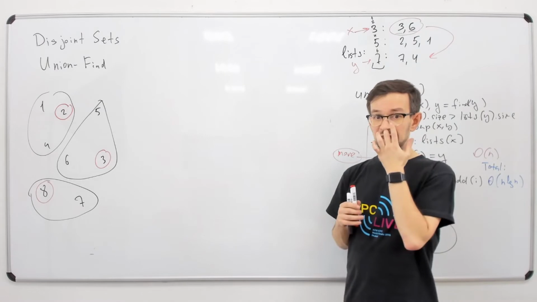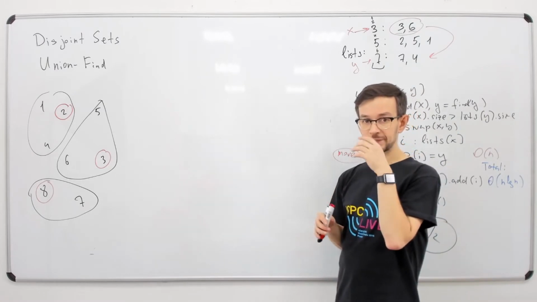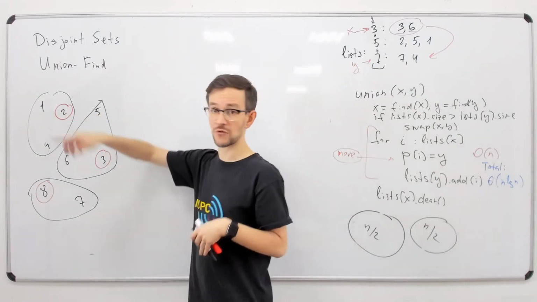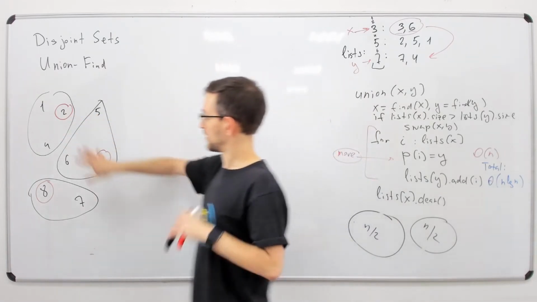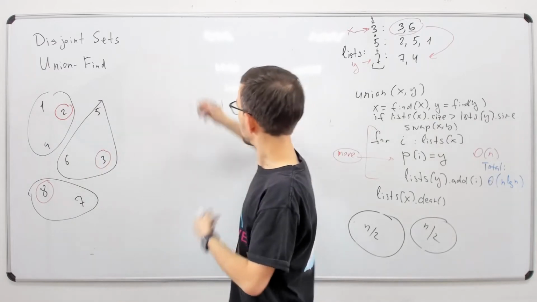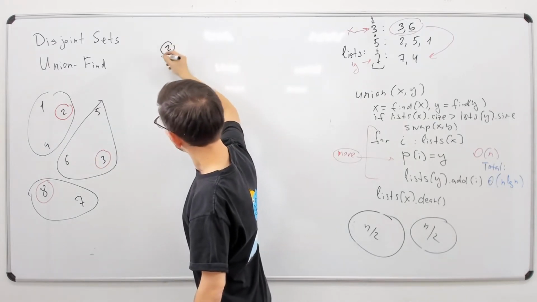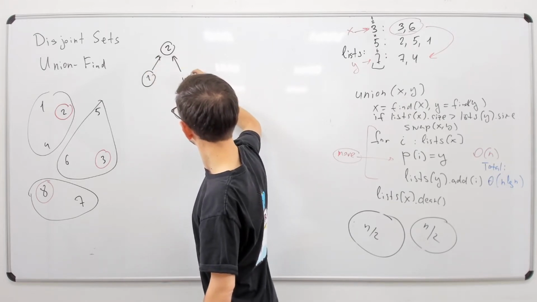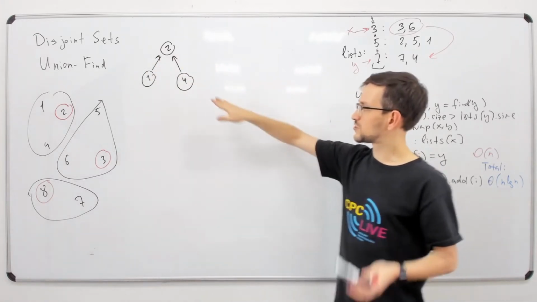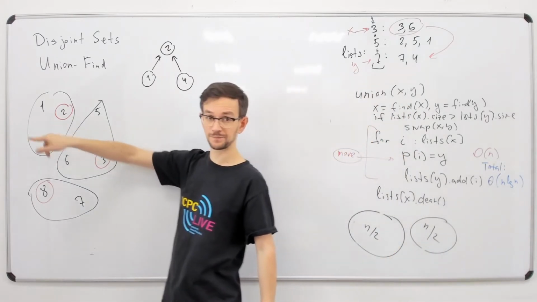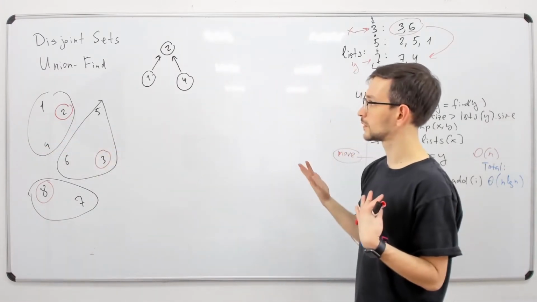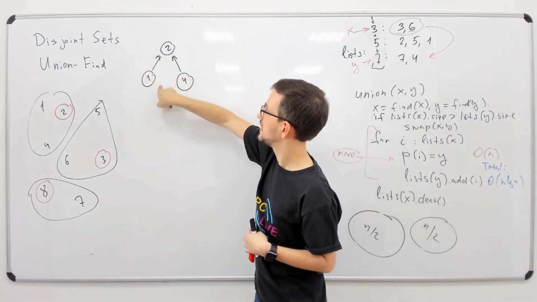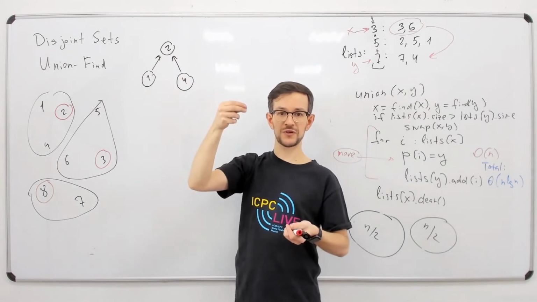We will maintain these sets as trees. For each tree, the root element of the tree will be the representative of the set. For example, for this set 1, 2, 4, we may have 3 like this, 2, let's have 1 here and 4 here. So this tree represents this set. The root element is the representative, and all elements have links to the parent of this element in the tree.